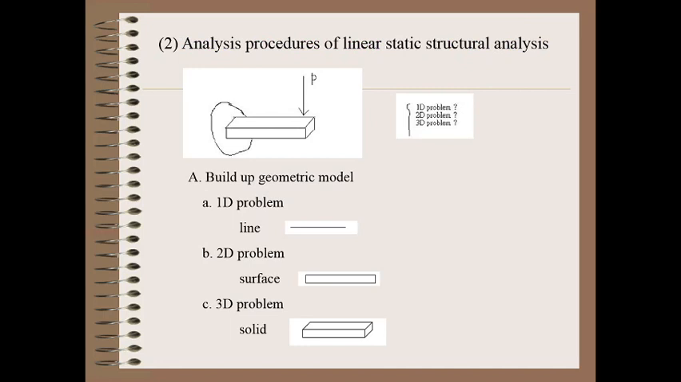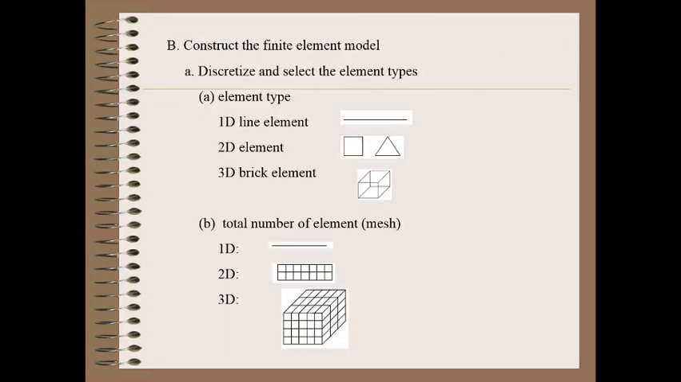Next we are seeing the analysis procedures of linear static structural analysis, that is one dimensional problems, two dimensional problems and three dimensional problems. In this ME 8692 Finite Element Analysis subject, we will see the one dimensional problem as a line, and two dimensional problems as bar elements and beam elements, and three dimensional problems like CST elements, that is constant strain triangular elements, axisymmetric elements, etc.